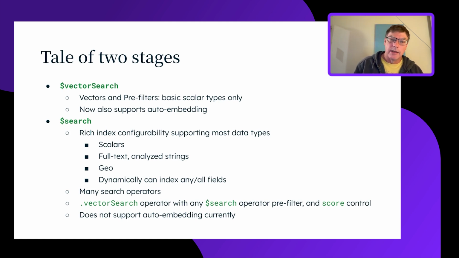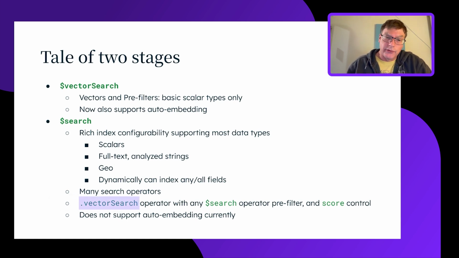This dynamic mapping, geo support, and full text are unique to the $search stage, which we're calling the lexical search stage, but only lexical because that's where the full text capabilities are, but also, again, geo or the dynamic indexing. The $search stage supports many search operators to operate on all of those different types that I just described. And within that $search stage, there is now a knnBeta vectorSearch operator.